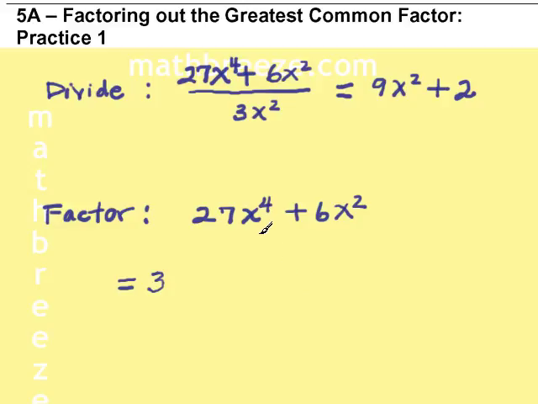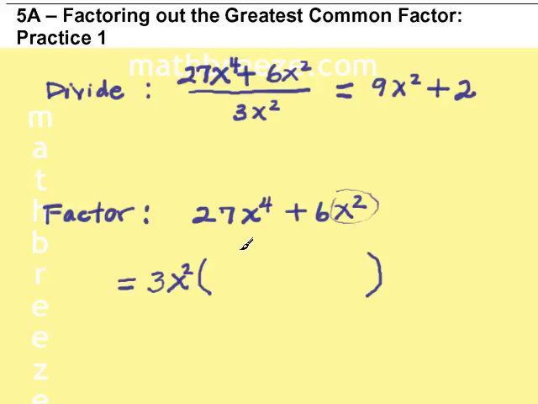And then we ask ourselves, what's the largest power of x that divides into x to the fourth and into x squared? And that'll always be the smaller power. The smaller power divides into both. So we'll put x squared over here. So that's how we determined what we're dividing by. We're dividing by the largest possible monomial, more or less.